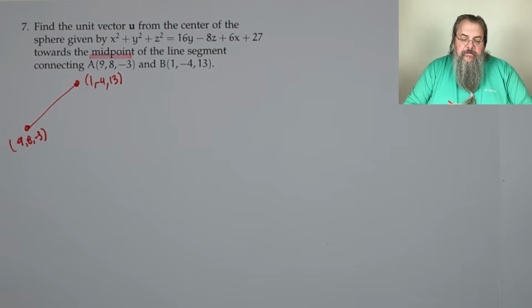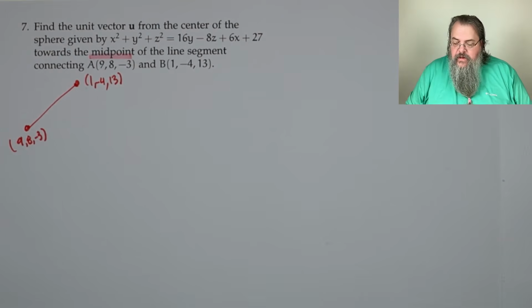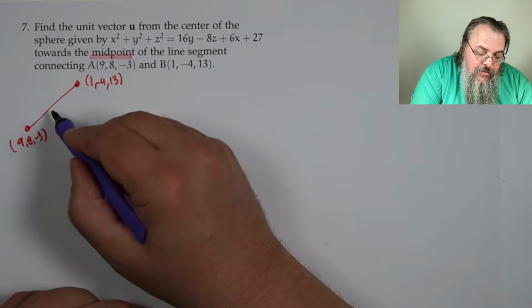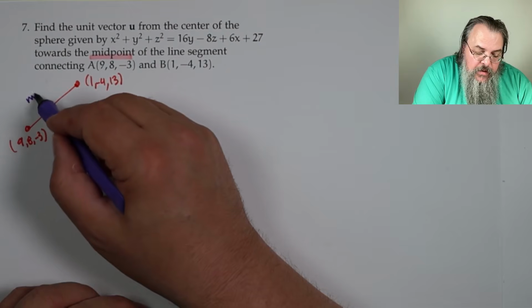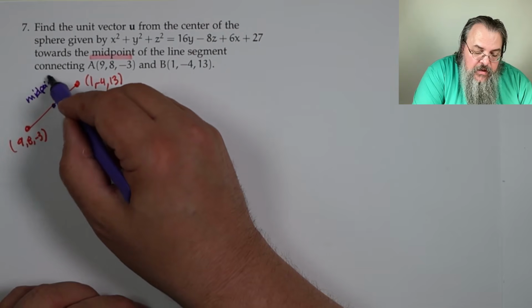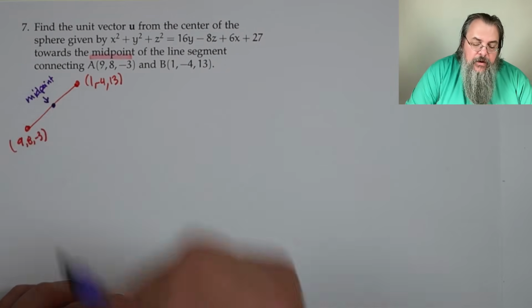All right, so I have that point. And, well, I should say I have these 2 points. And now I want the midpoint. It's the point that's midway between. So this is the midpoint. And, well, okay. How do we find it?